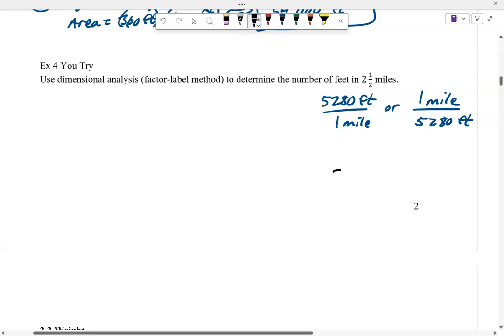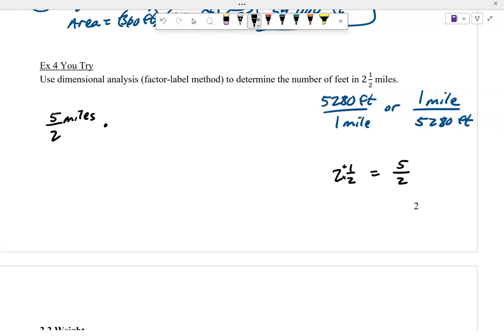Well, if you got 2.5 miles, let me write that as an improper fraction. 2 times 2 plus 1 is 5 all over 2. So I have 5 halves miles. And I know there's 5,280 feet in a mile. And I want to use the first one because I want my miles to cancel.